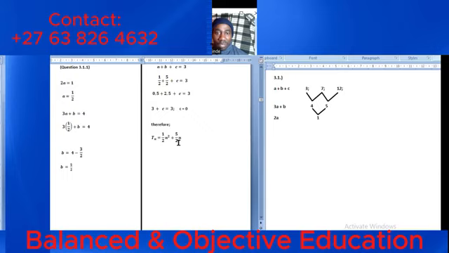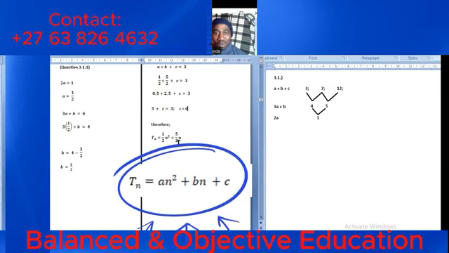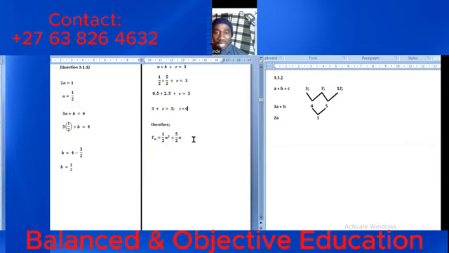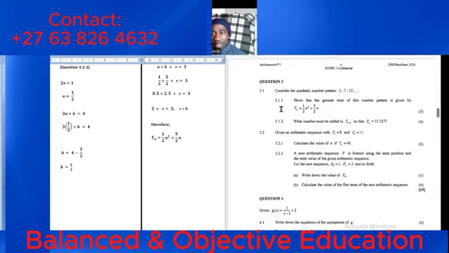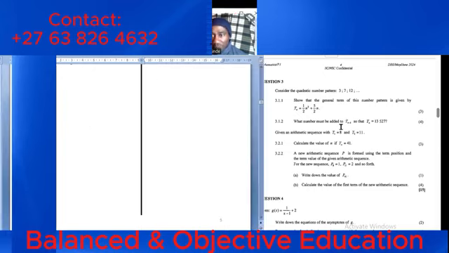Remember, the equation for the Tn for a quadratic sequence is Tn equals an squared plus bn plus c. So if we substitute the values of a, b and c into that Tn expression, we have Tn equal to half n squared plus 5 over 2n, which is what we were told to prove in this question 3.1.1.